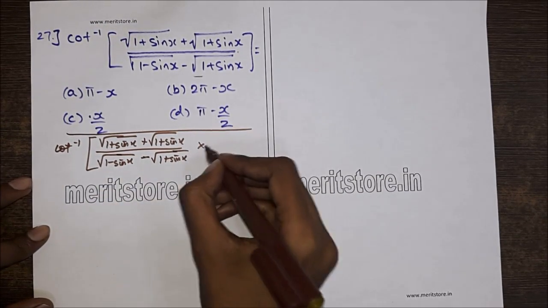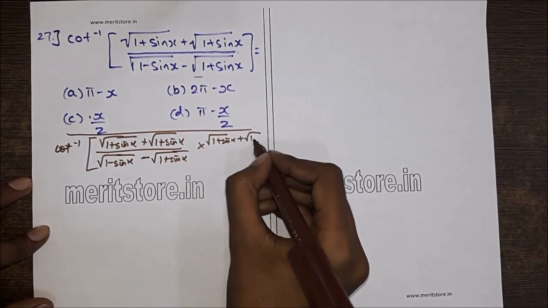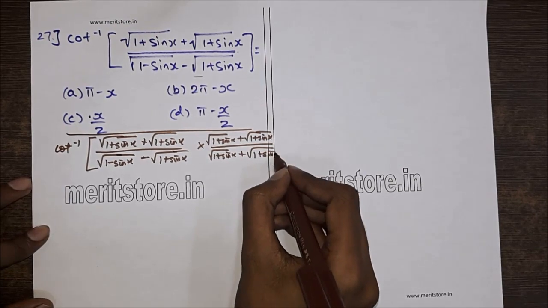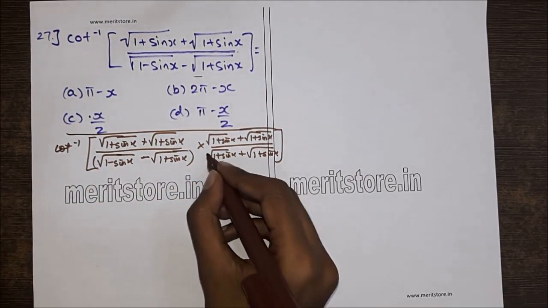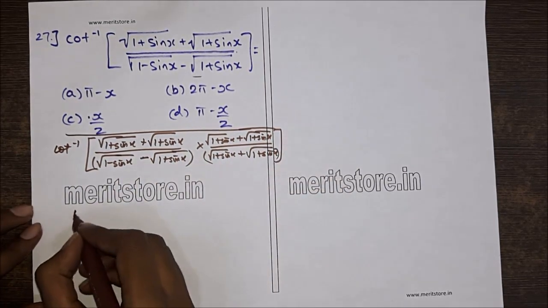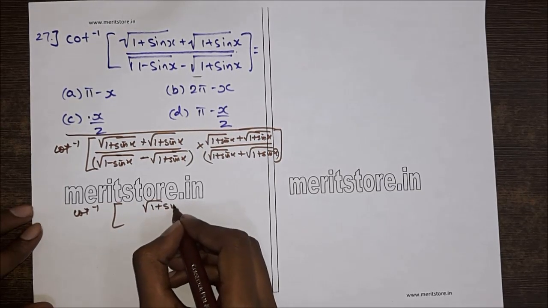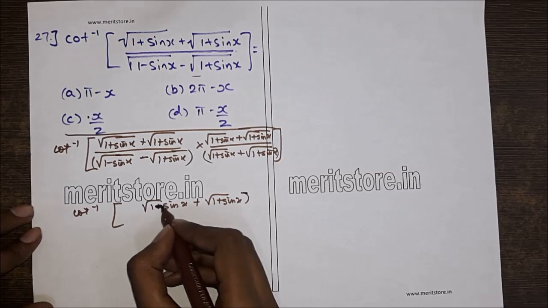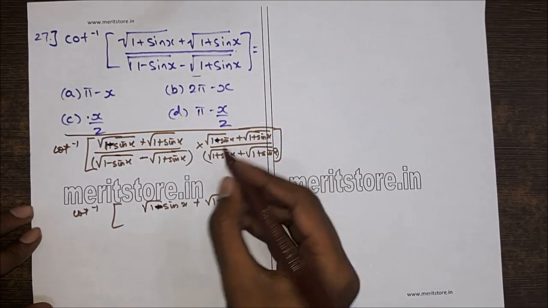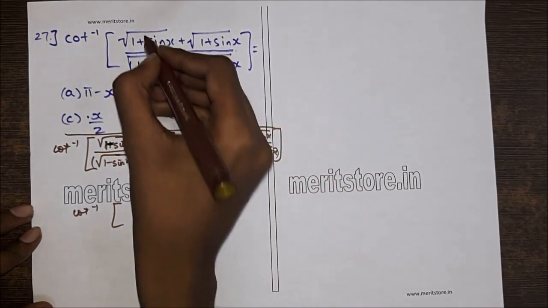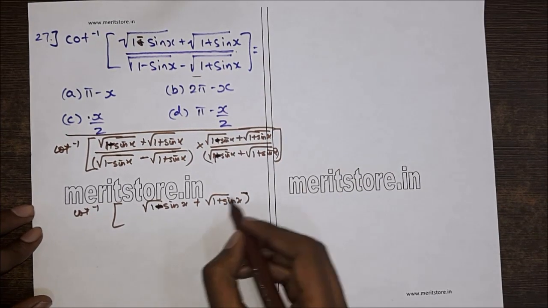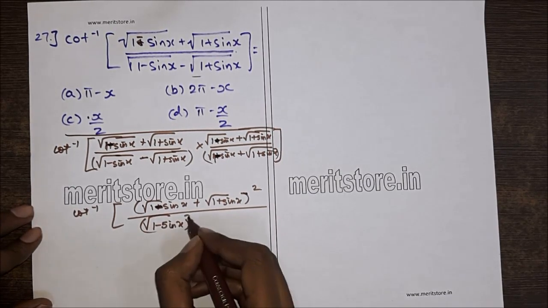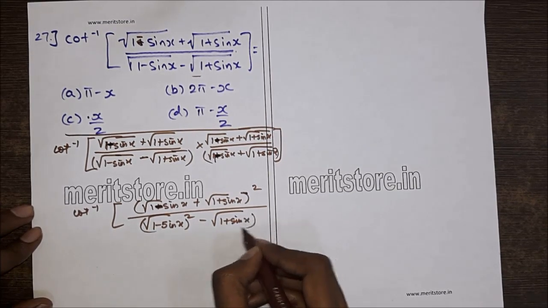So the conjugate of the denominator is root of 1 minus sin x plus root of 1 plus sin x upon root of 1 minus sin x plus root of 1 plus sin x. This is in the form of a plus b, a minus b, and this form a plus b the whole square. So we get cot inverse of root of 1 minus sin x plus root of 1 plus sin x, there's a correction, 1 minus sin x, the whole square divided by root of 1 minus sin x the whole square minus root of 1 plus sin x to whole square.